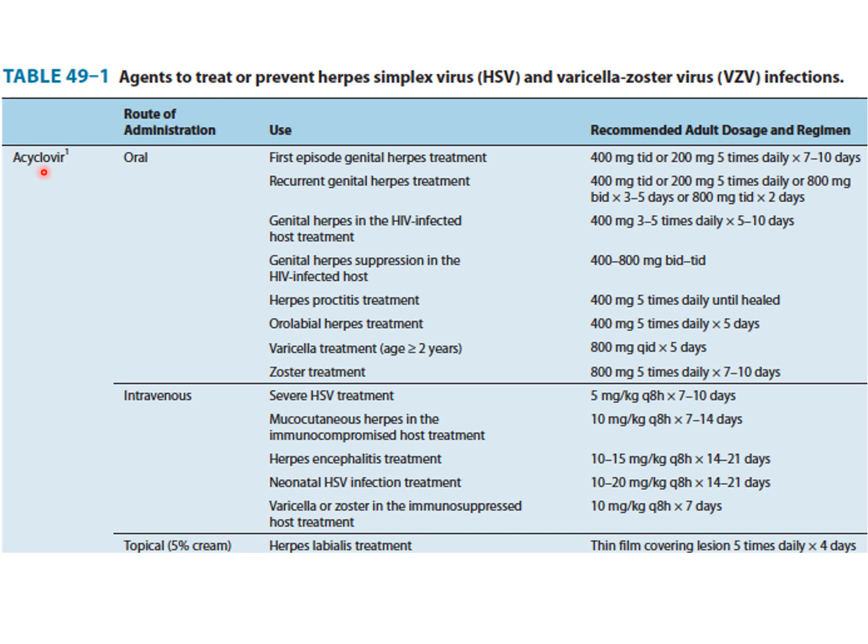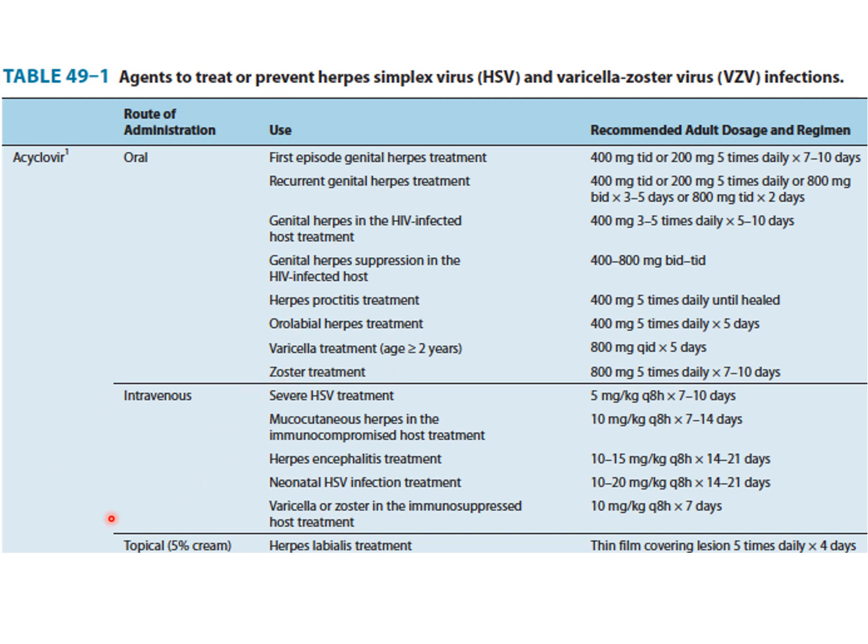What we want to focus on is the different recommendations or uses. So for example, the oral form of acyclovir is used to treat the first episode of genital herpes. It can also be used to treat recurrent genital herpes. It can be used to treat genital herpes in HIV-infected patients, and it can be used for genital herpes suppression in HIV-infected patients. It's also helpful in treating herpes proctitis, orolabial herpes, varicella in patients above the age of 2, and zoster.